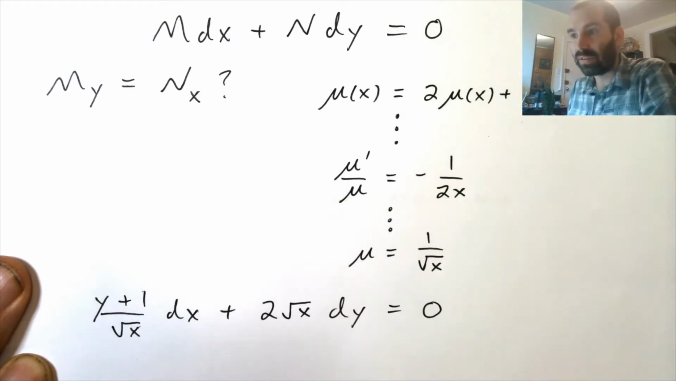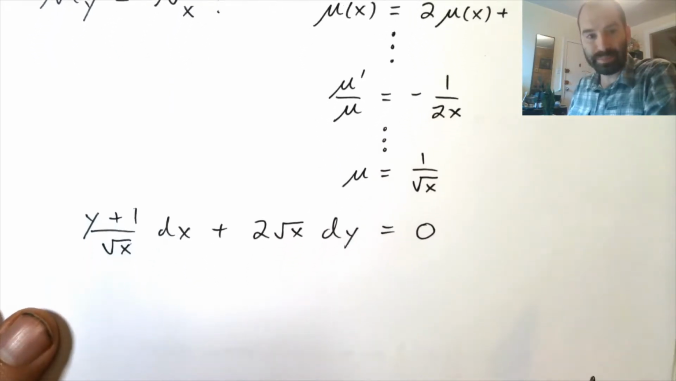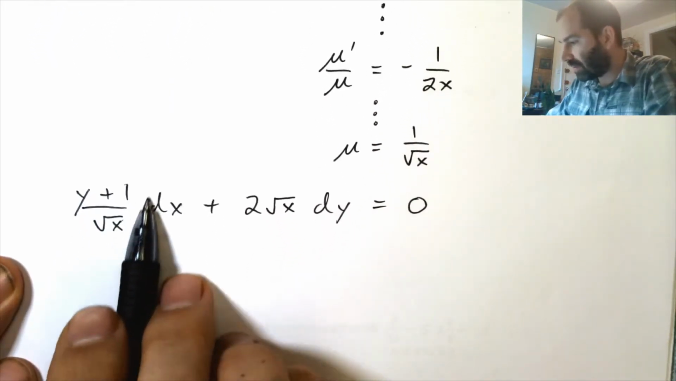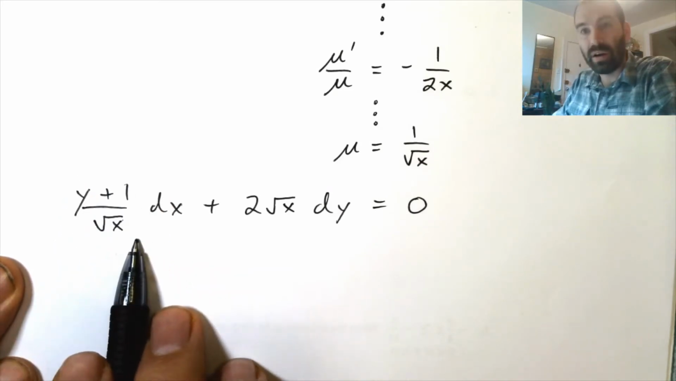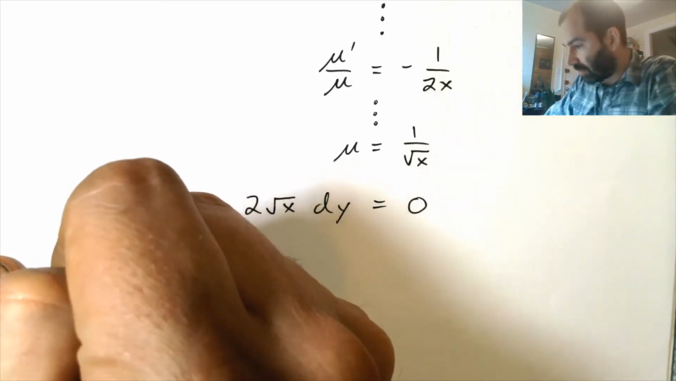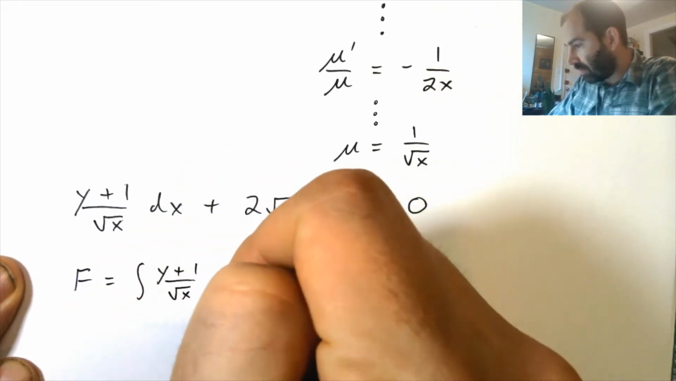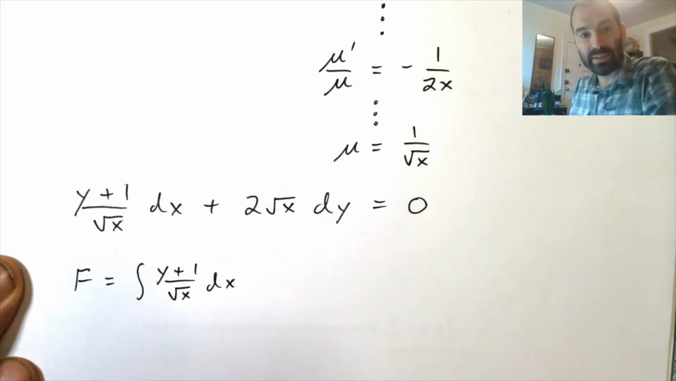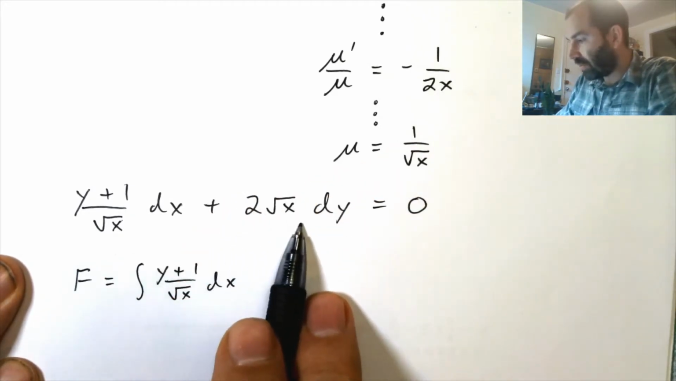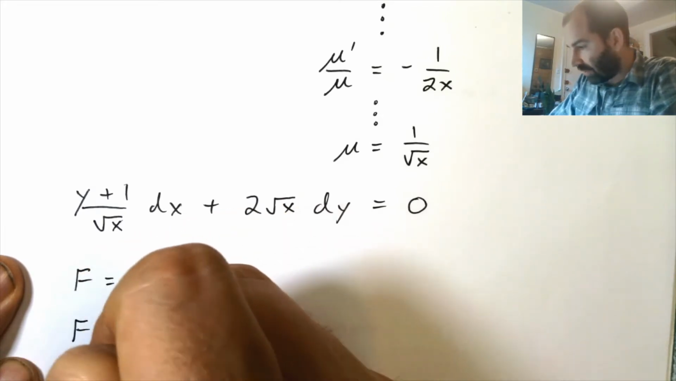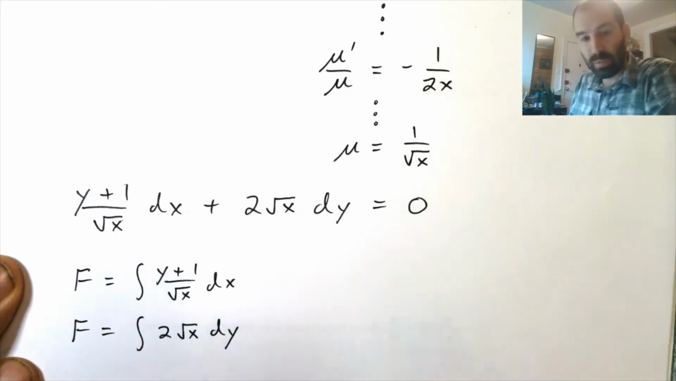So now we can find the solution. How would we do that? Well, we know that this has to be the x derivative of some function, so our function f must be the integral of this with respect to x. And at the same time, this has to be the y derivative of that function, so f has to be the integral of this with respect to y.